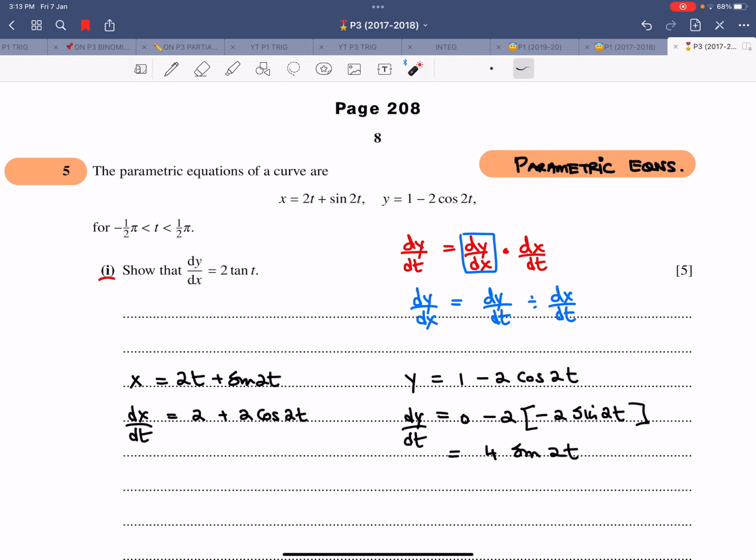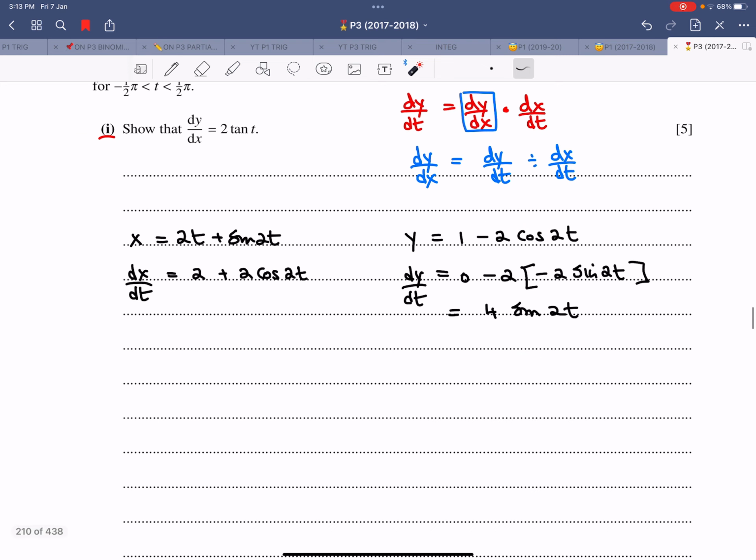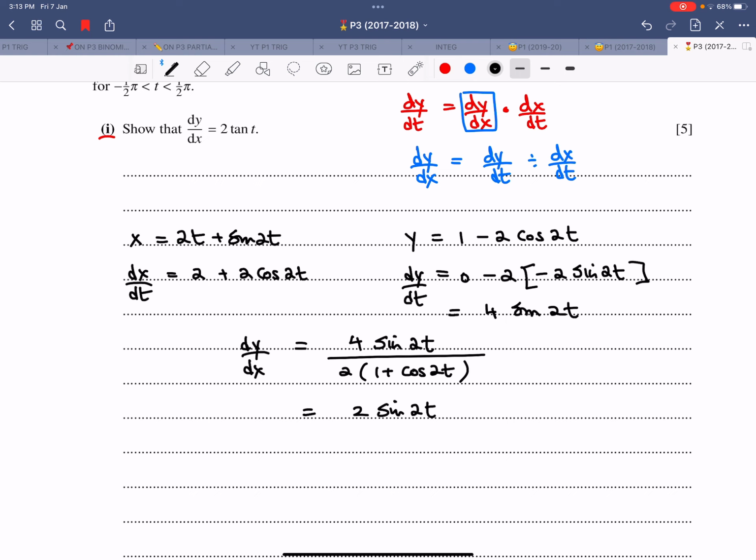Now, it's a good idea to double check your working over here. 2t derivative is this. Sine 2t derivative is this. Derivative of sine has a plus sign. Derivative of cos has a minus sign. So take care of that. So now, dy by dx, that is 4 sine 2t divided by 2 common, 1 plus cosine 2t. So therefore, this becomes 2 sine 2t over 1 plus cosine 2t.